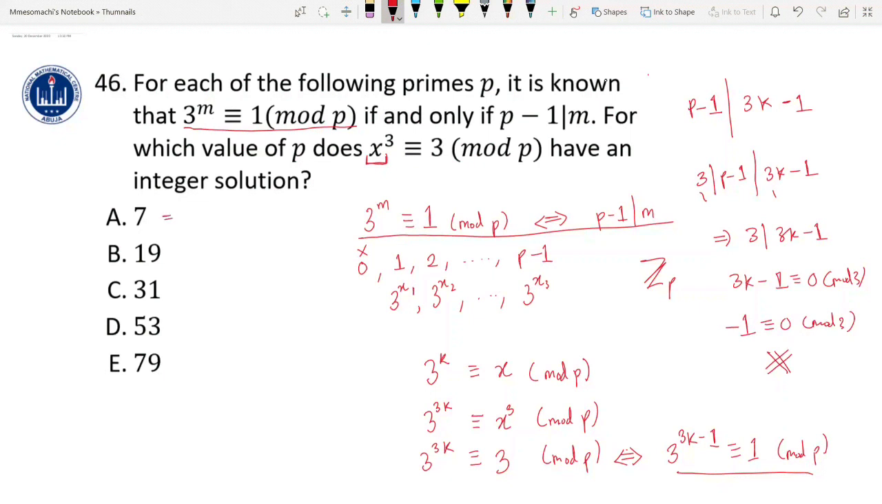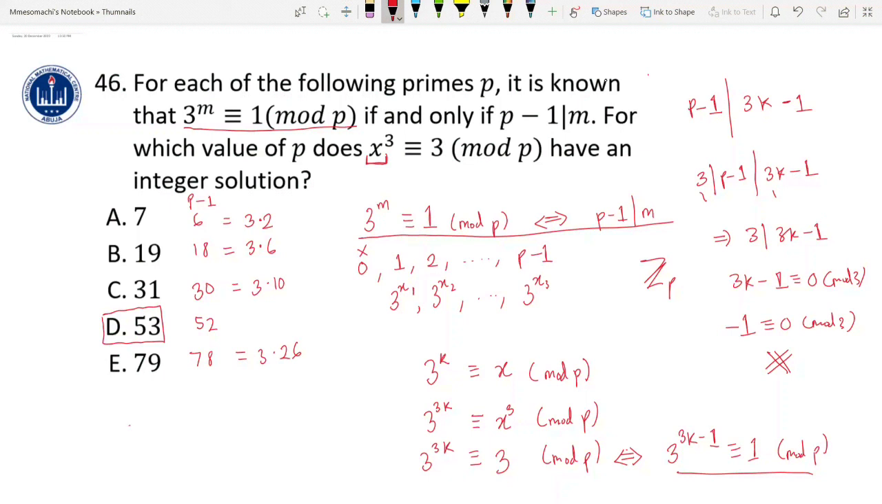Now I look at the options. We'll put P minus 1 here: we have 6, 18, 30, 52, and 78. We see that 3 divides each of these P minus 1s apart from option D. So our answer is going to be 53. But before we go on, let's get an integer solution for this in option D.